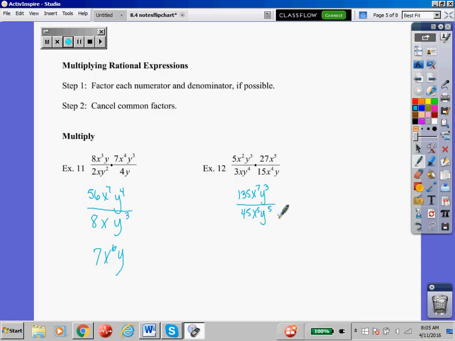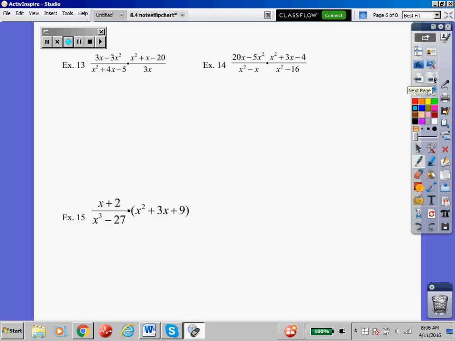Okay, so you get 135 x to the 7 y cubed over 45 x to the 5th y to the 5th. So this is 3x squared y to the negative 2. And remember, you can't leave a negative exponent, so the y to the negative 2 is going to drop down. All right, questions on those two?